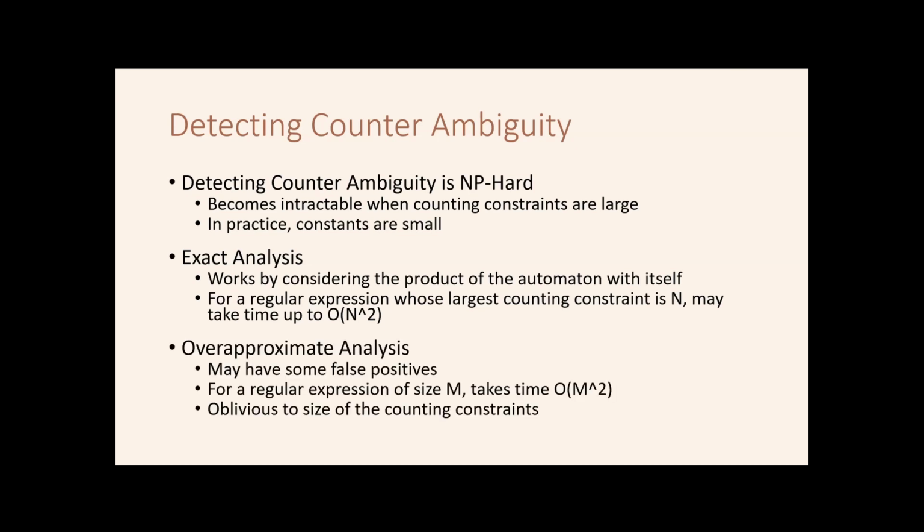We also have an over-approximate analysis. This analysis is oblivious to the size of the counting constraints, in the sense that it does not take more time if the value of the counter is larger. So if the regular expression is size m, then it takes m squared, disregarding the value of the counters. However, in some cases, this will give you false positives.